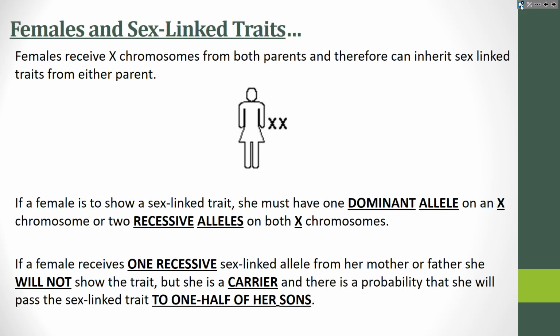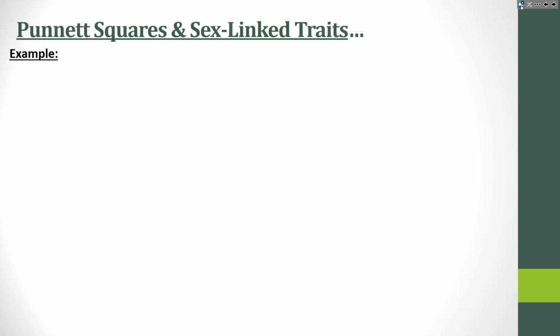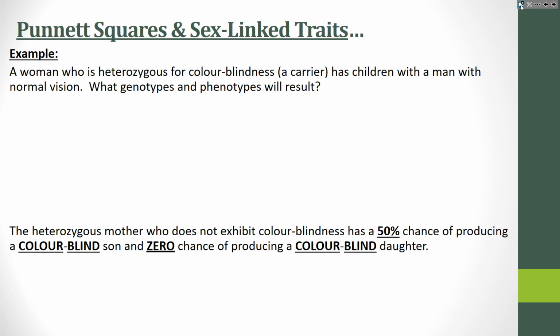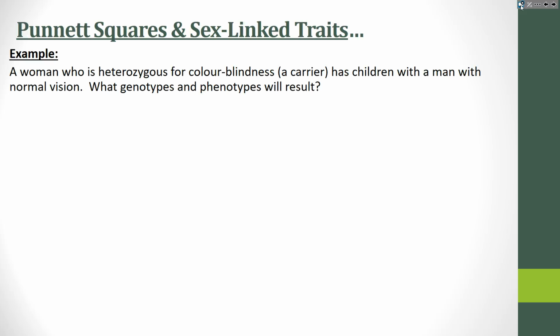So if a female gets just one recessive linked allele, she can still block it with the allele from her other parent. So how does this go? We're going to draw out a Punnett square for this, but this time, because it's on the X chromosome, on the sex chromosomes, we're going to include the sex chromosomes. So let's start off with the woman who is heterozygous for colorblindness. That means she's a carrier.